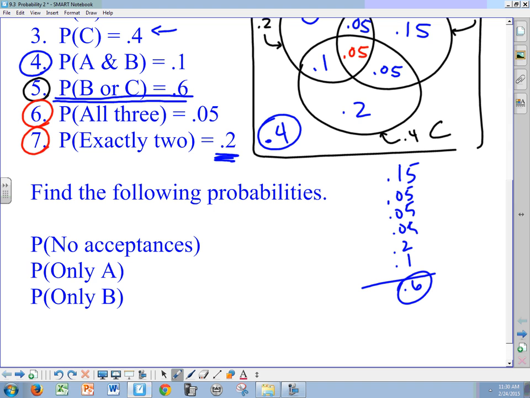So let's go through these answers now. The probability of no acceptances is 0.4. Excellent. The probability of only A is going to be 0, and the probability of only B is going to be 0.15. The answers come out really easy once you do all the analysis in the Venn diagram. Hopefully this will help on the example that I gave you for this second part.